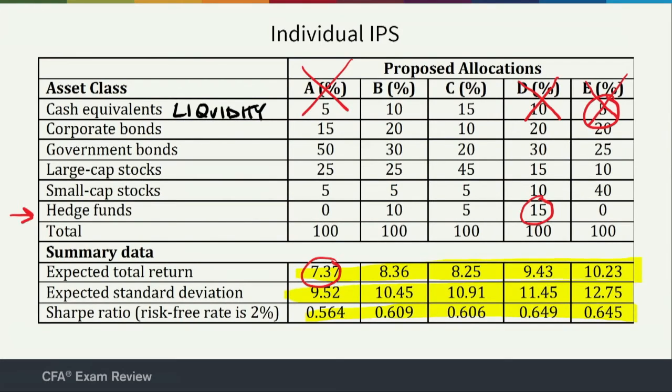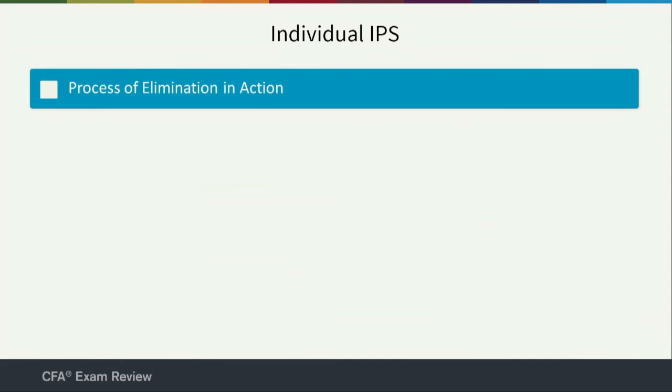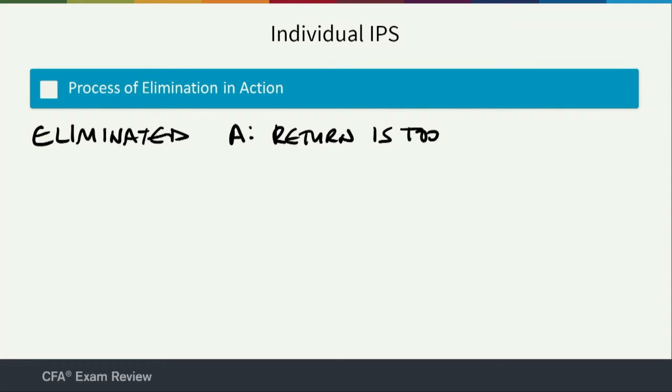So that only leaves now 2 portfolio choices for us, and that's either portfolio B or portfolio C. So let's take a look to see what we have done so far, the process of elimination in action, and this would be to get the points on the exam. So we've eliminated portfolio A. And why do we eliminate portfolio A? The return is too low. If they ask you to justify this, then that would be the reason why.